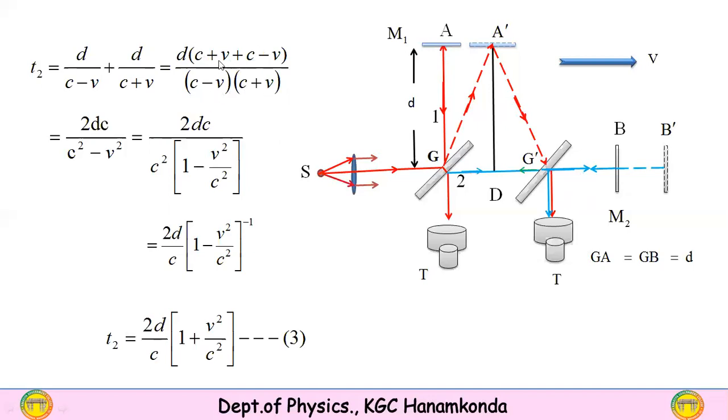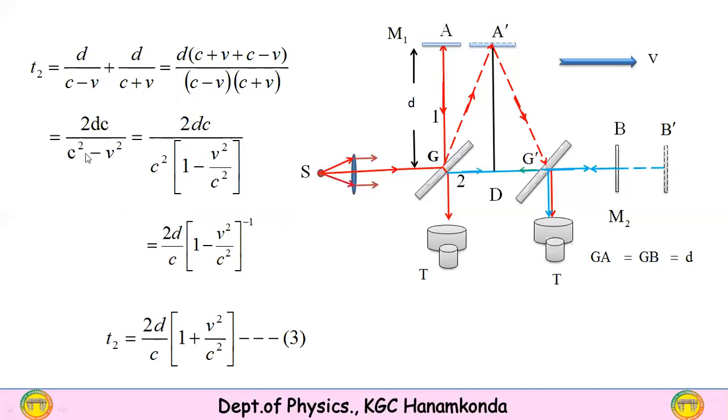Here, v minus v will be cancelled. Therefore, in the numerator 2dc remains. In the denominator, a plus b into a minus b are in the same form, which will be written as a square minus b square, that is c square minus v square. So 2dc by c square minus v square remains.